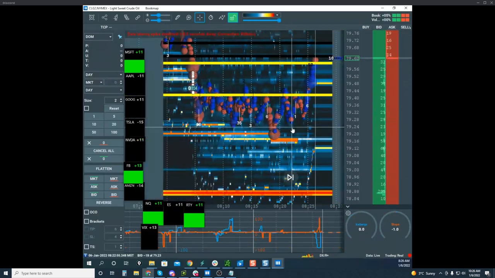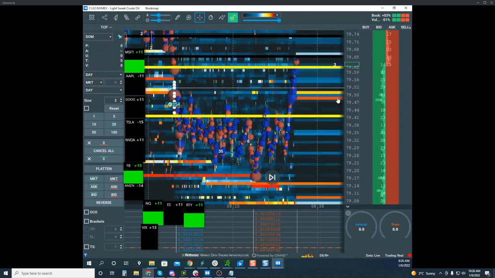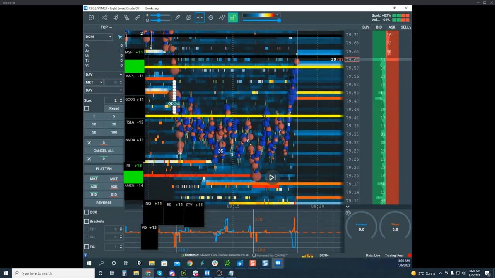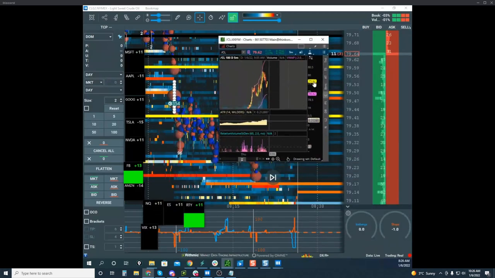So I may take this short if it. Let's see what the ATR was, because the ATR might have been a little less at that point too.